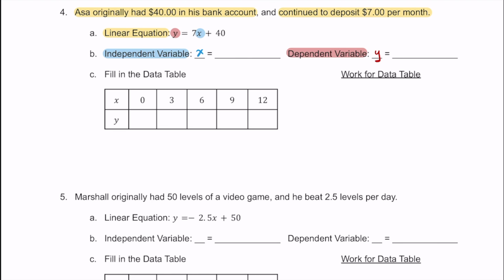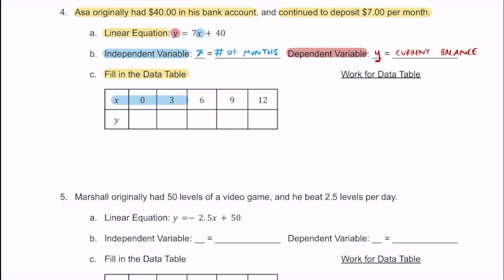Now there's two variables here. We have the number of months that go by, as well as how much money that is going to be in his bank account, right? So we have this 40 and 7, so there's going to be more and more money over time. So the independent variable here is going to be time, or the number of months. And our dependent variable, or y, is going to represent the current balance at that current time.